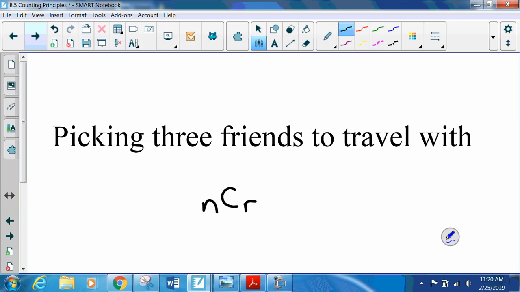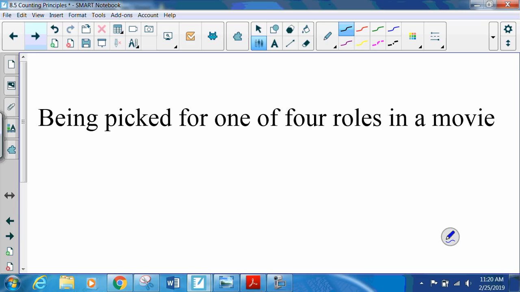Now, it's different if you told them something like, well, one friend gets to sit in first class, and one friend gets to sit in coach, and the other friend has to sit way back in the back of the airplane where the motor is. That would be different, right? But here, just 3 friends are traveling. Their order doesn't matter. They're just all traveling. So that's an nCr.